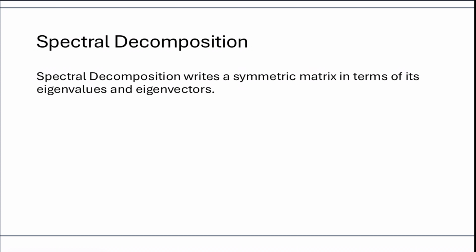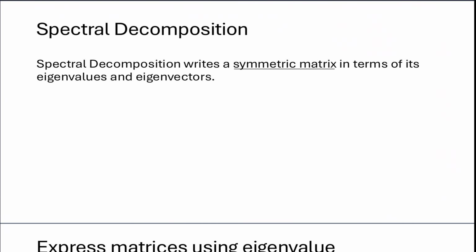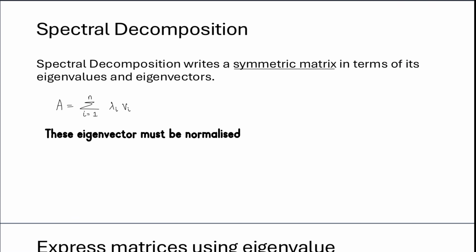Cool, if we now move on to spectral decomposition. Spectral decomposition just writes a symmetric matrix in terms of its eigenvalues and eigenvectors. So the formula for this is if we had the matrix A, it would be the sum from i equals 1 to n, or the number of dimensions of the matrix, of the first eigenvalue, and then the corresponding eigenvector multiplied by the transpose of that corresponding eigenvector.